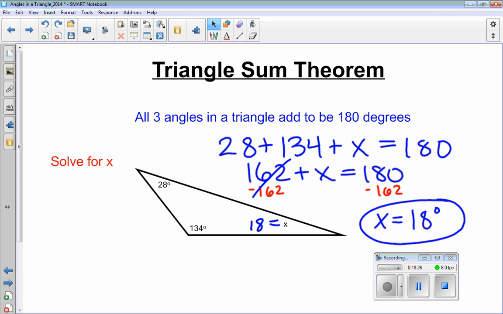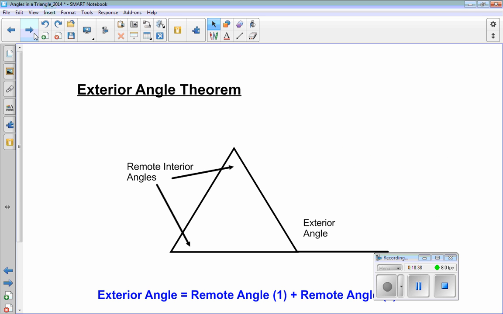All right, we have one more piece that we're going to add to our foldable. One more, and it's called the exterior angle theorem. Lots to do today. This is the example I want you to put on the bottom, and then we're done with the foldable for today. So we have the Triangle Sum Theorem and the Exterior Angle Theorem. It goes on the bottom.